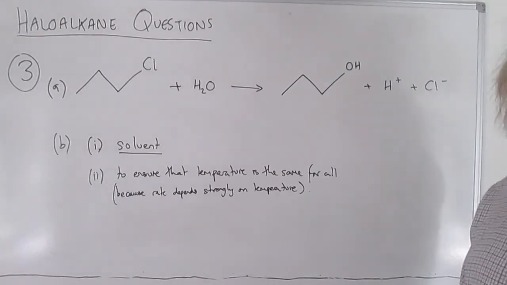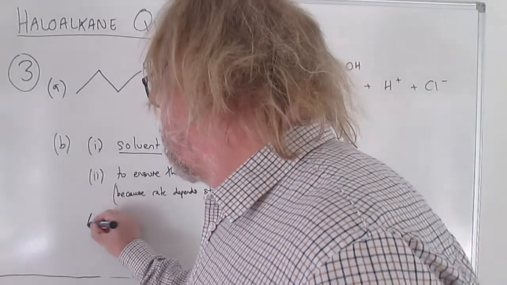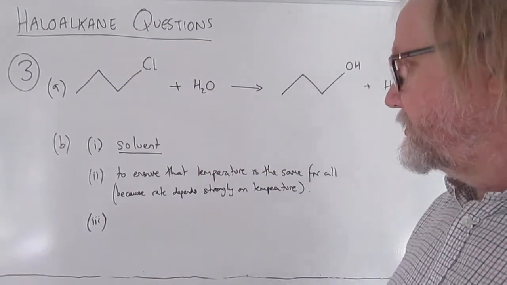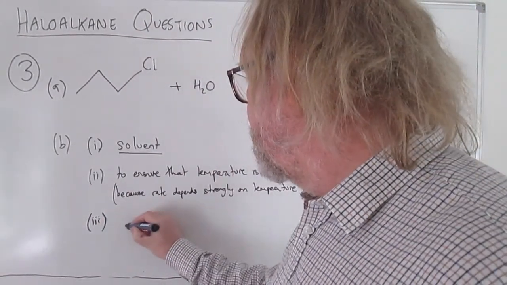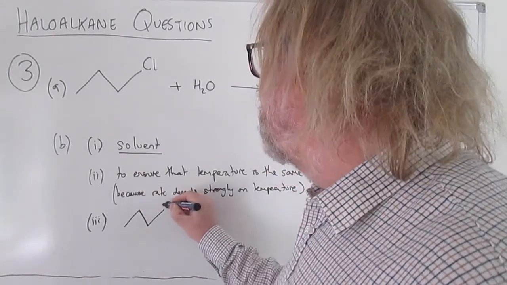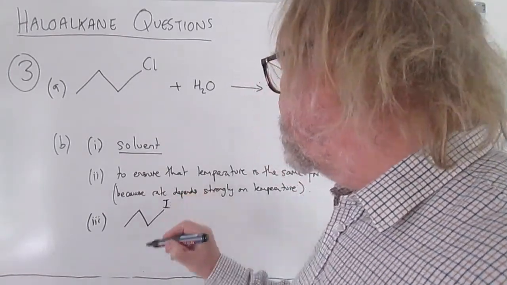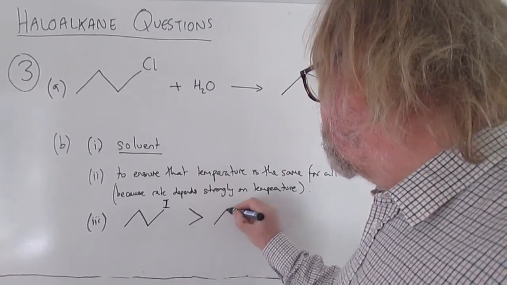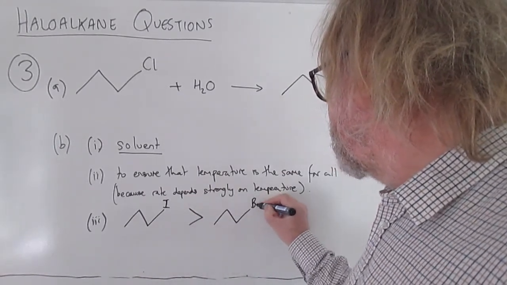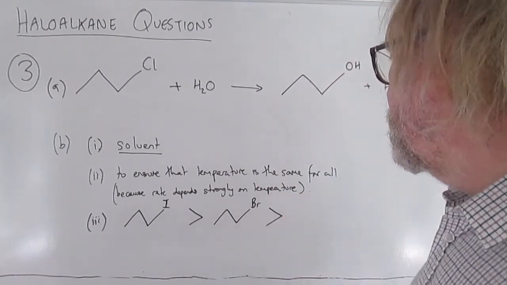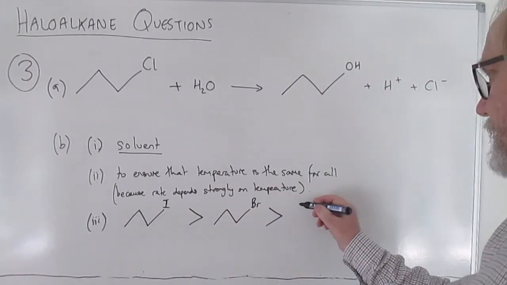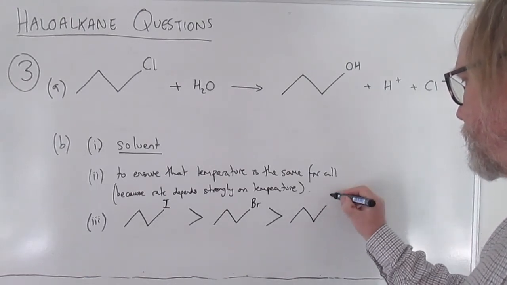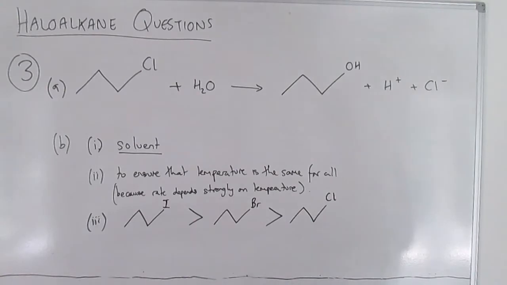Then part 3 wants to know what is actually the order of reactivity. And the answer is this: the iodo compound reacts the fastest, then the bromo one is a bit slower, and then the chloro one is the slowest of all. So that's the order of reactivity.